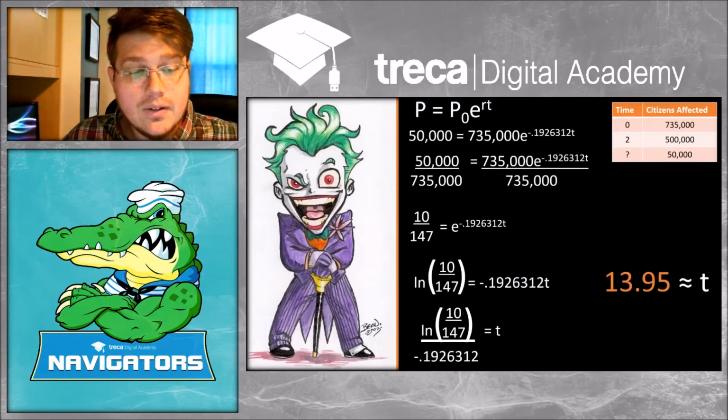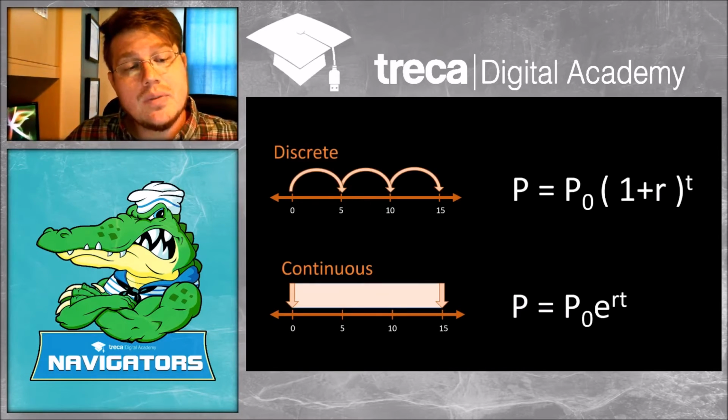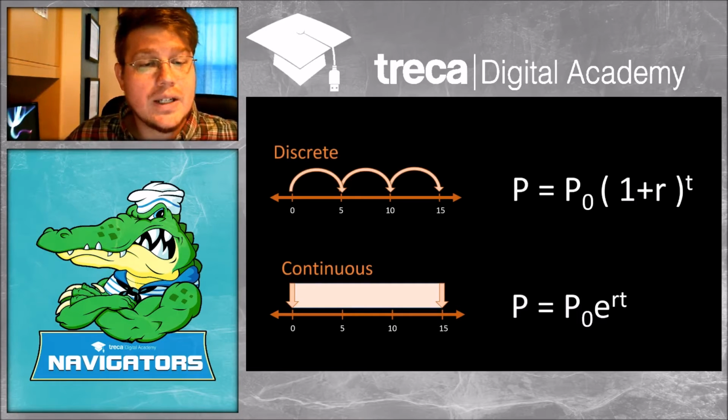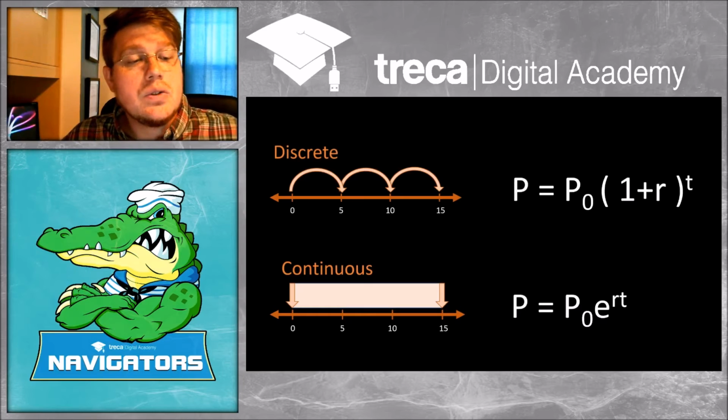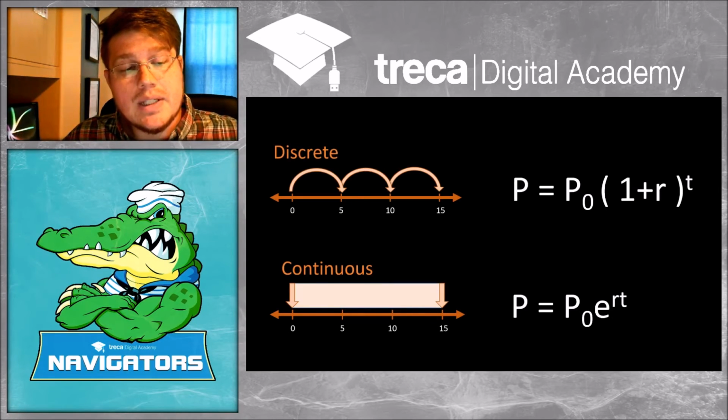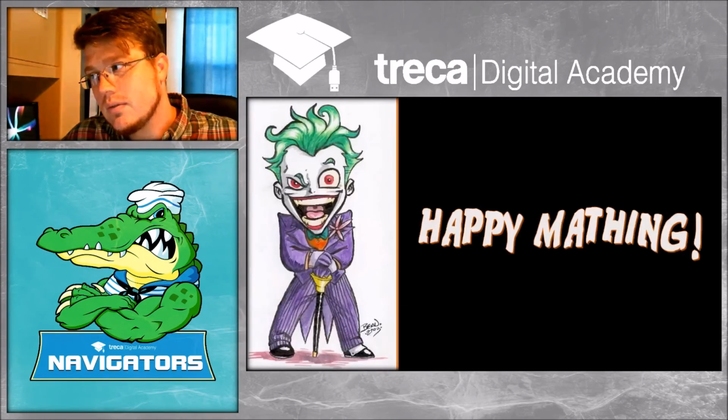So that's it for today. Remember, if the change happens in big spurts, we use the discrete exponential change formula. But if the change happens little by little over time, use P equals P sub 0 times e to the rt power. Happy mathing!